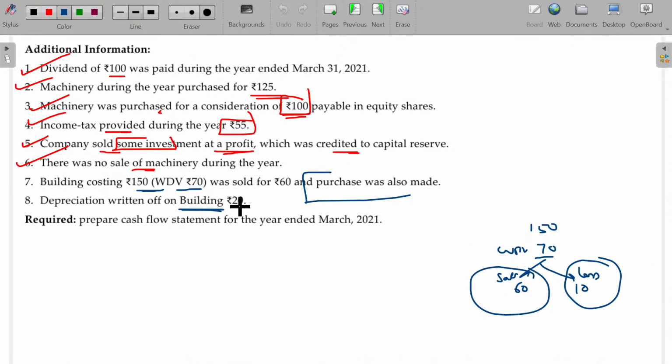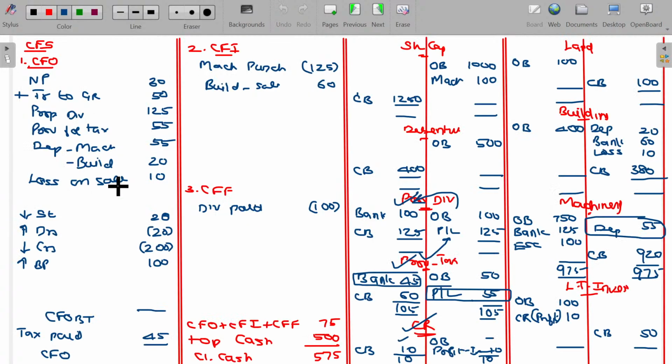We have completed this one, and there are purchases also. If you tally this, you are getting 470, so 70 rupees may be purchases, bank. Asset increase is due to purchase, which will be posted in the cash from investing, building purchased.